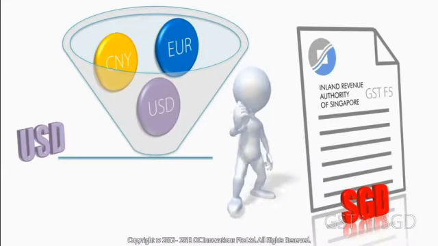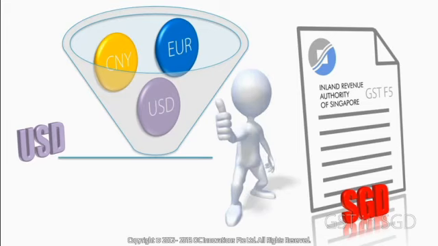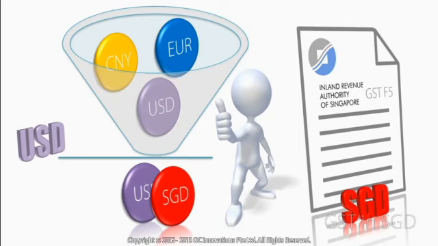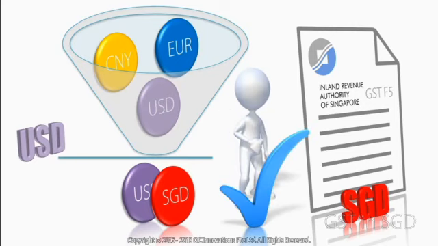Good news. With OCI system, this is not a problem at all. The system keeps every transaction recorded in both the required base currency and also in Singapore dollars. Hence, it is able to generate the F5 report directly.